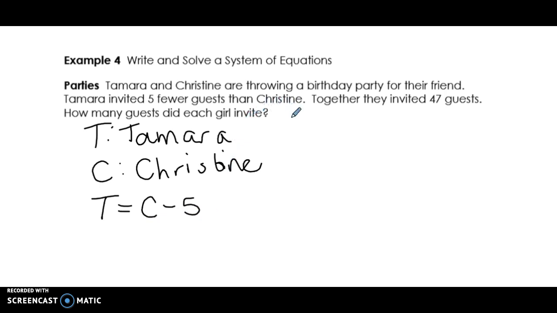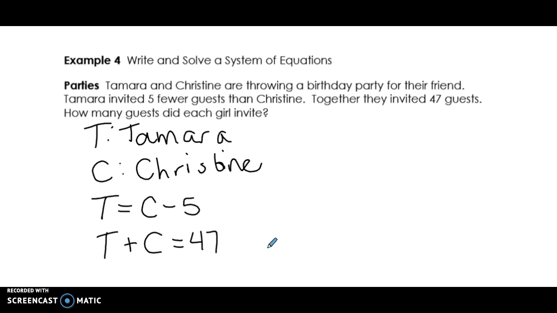Then the next sentence, together they invited 47 guests. So all in all, they invited 47 guests to their birthday party. So I know the number of guests Tamara invites plus the number of guests that Christine invites has to equal 47. That's that total there.